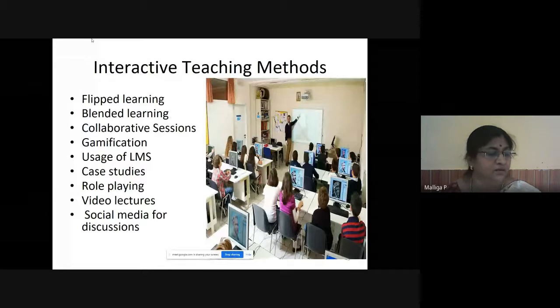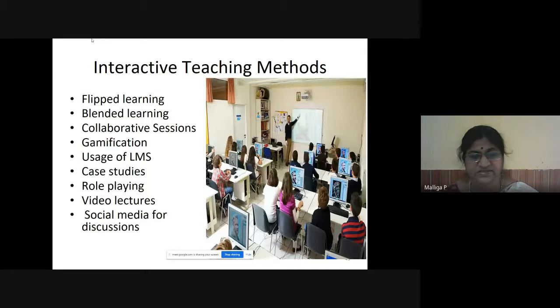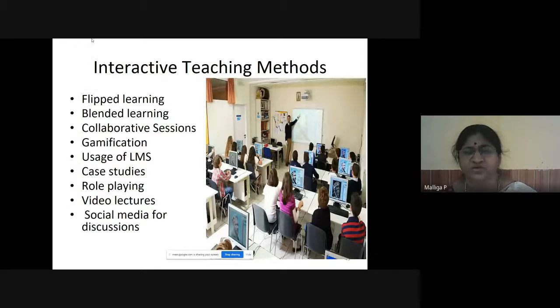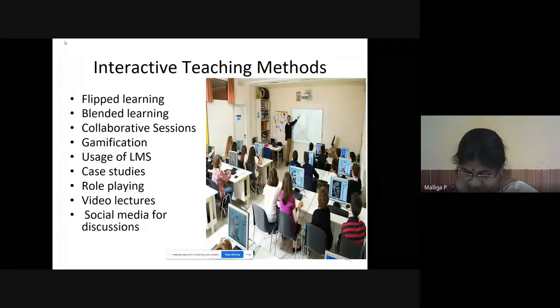We have to use very innovative teaching methods, that is flipped learning, blended learning, collaborative sessions, gamification, usage of LMS, case studies, role playing, video lectures, and social media for discussion. So the new innovative interactive teaching methods have to be used. Predominantly we use only lecture, demonstration, and tutorial methods, but we have to use these. When you want to use all these things, technology plays a very vital role. For flipped learning and blended learning, you need some place to share your resources and activities, that is an LMS.